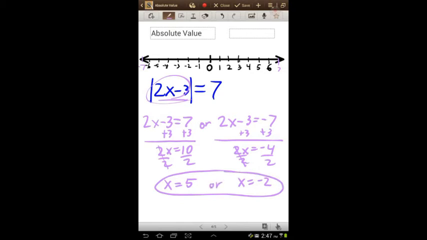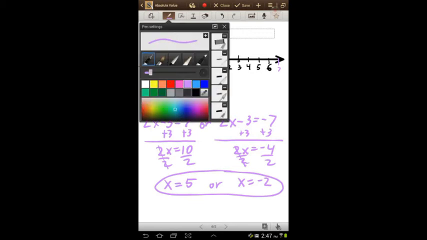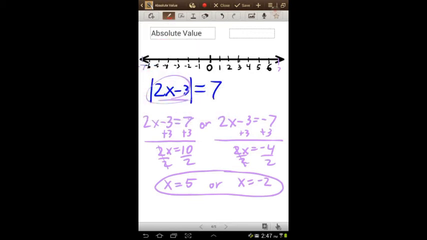Both numbers work. One value gives you 7 to the right of 0. The other value gives 7 to the left of 0. Since the absolute value doesn't specify which direction you're going, just how far you are, both answers have to be given.